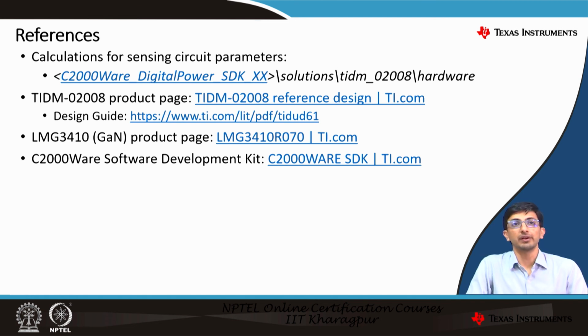So coming to the conclusion part, there are certain references which you can take up. One is the C2000 Digital Power SDK. Within that, we have provided all the calculations required for using your inductor, capacitor, as well as some other parameters. In addition, you can go to the TIDM-02008 product page, which gives all the details about the design guide as well as some other relevant schematics. One more device that we used was the GaN LMG3410. So I've marked the relevant product page over here. And lastly, the C2000-based software development kit, that's the fundamental development kit used in all our software, which you can download from ti.com.